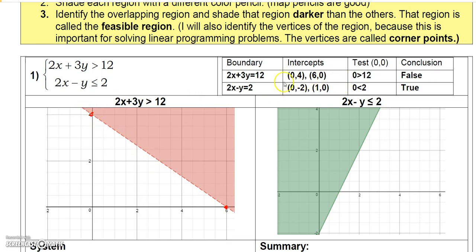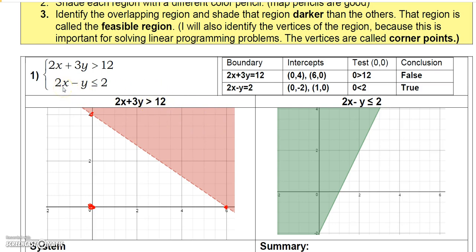And then I test the origin to see which side to shade. Notice the origin is actually below the line. So if I plug (0, 0) into this inequality, it's going to give me the statement that 0 is greater than 12, which is false. So that means I have to shade everything on the other side of the line, which would be all the points above the line. So that would be this region here that you see I've got shaded in. And so that's for that graph.